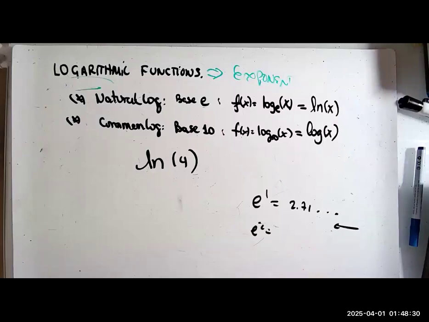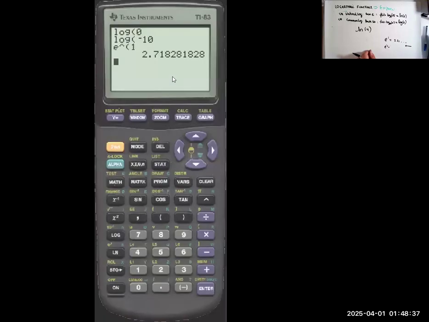I forgot to do something here. Let me share the calculator. I do apologize. Okay. Let me repeat what I just said. I just realized I was not sharing the calculator. If I do log of 0, that would be a domain error. That's a big no-no. If I do log of negative 10, that's also an error.